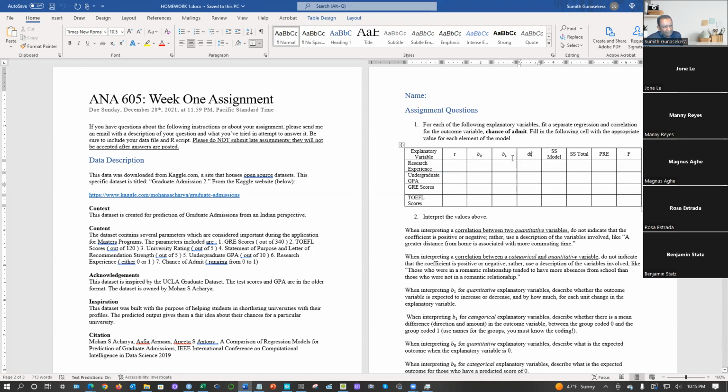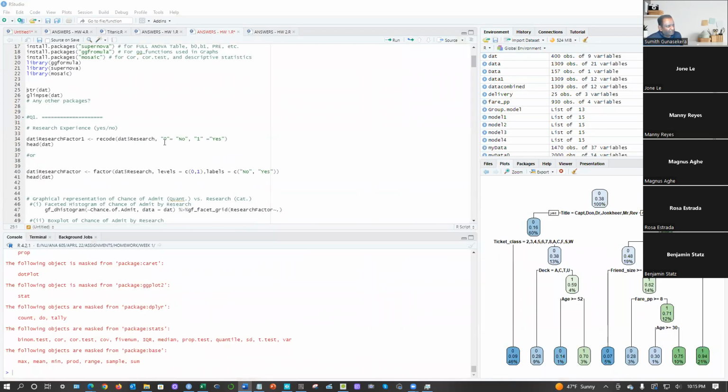We know how to get B0, B1 and all of these. But R is a new one: chance of admit with respect to research experience. Since research experience is 0 and 1, I'm going to recode it. Go to my data, and go to the research. I get the 0, I'm going to replace it. Since it's a string, I'm going to put it in inverted commas. This has to be replaced by this.